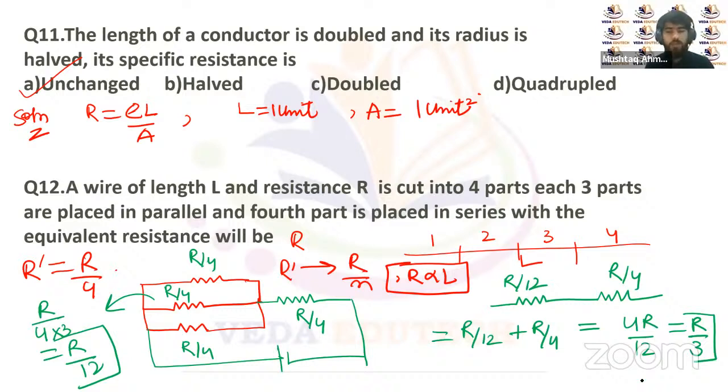If we cut this system into 4 equal parts and place them in this fashion, 3 parts in parallel to each other and 1 part in series with the other 3 parts, this is how we can solve this question with respect to the resistance.